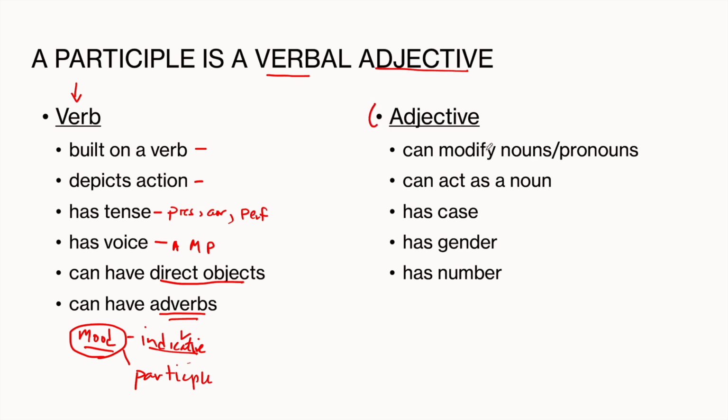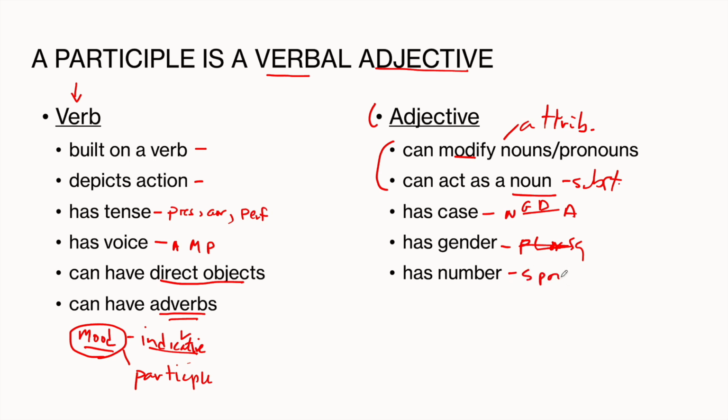Like an adjective, a participle can modify a noun or pronoun, and it can also act like a noun. So remember last week when we talked about adjectives, we talked about their attributive function. We also talked about their substantival function. So these participles, like adjectives, can do both. So it has case, it has gender, and it has number. So in case, it can be anywhere from nominative to accusative. It can be plural or singular. No, not gender.